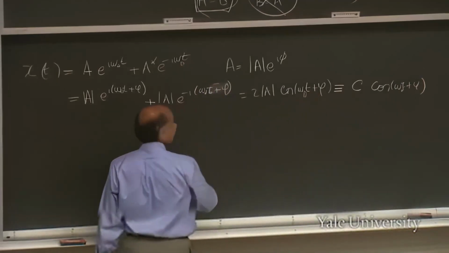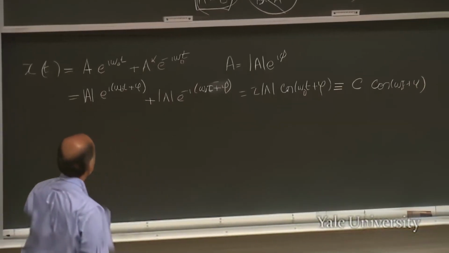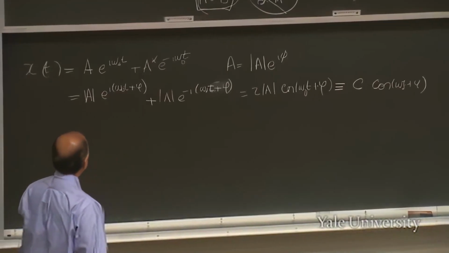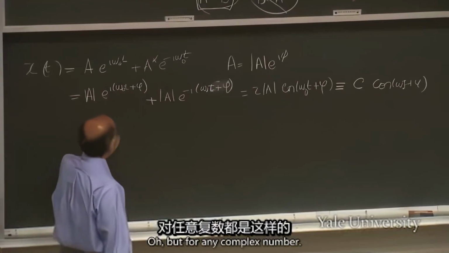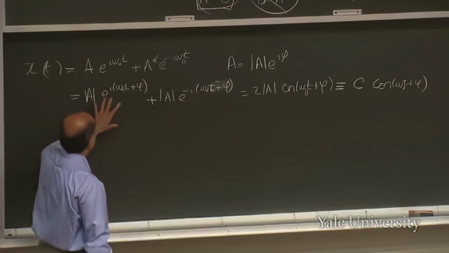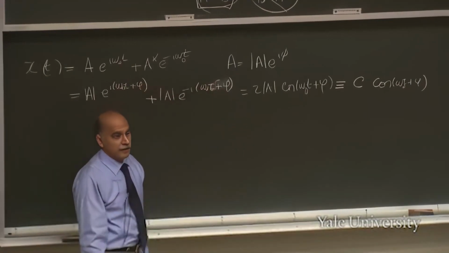Can you do that? Because the second one is not that representation of A, it's A star. Oh, but for any complex number, you can certainly pull this number out of both. Yes. You pull it out, then you've got e to the i something plus e to the minus i something. Makes it work.